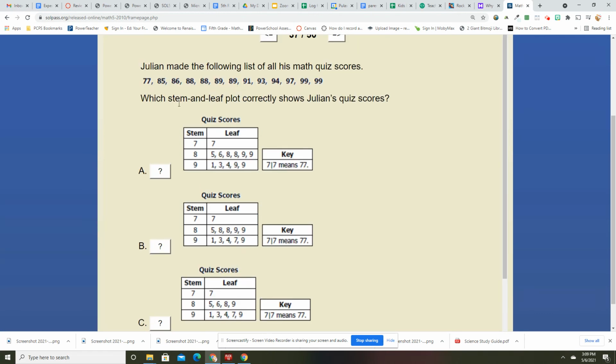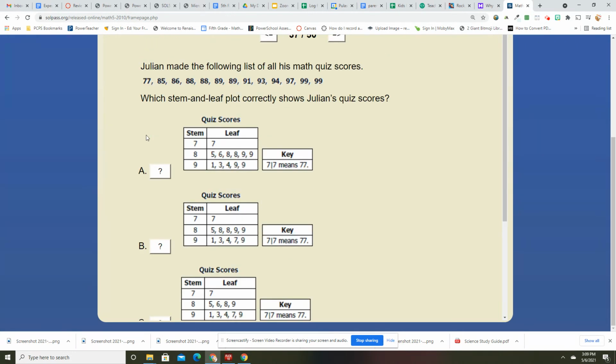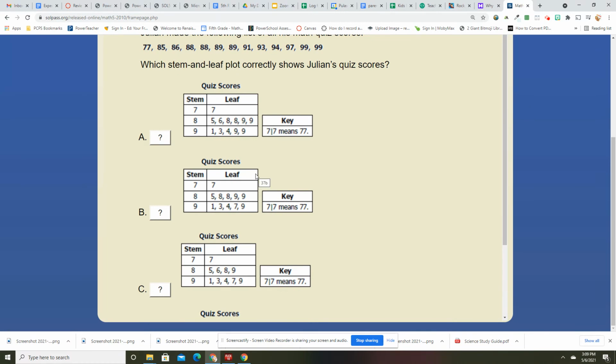The following is stem and leaf. So the best thing to do on these questions is to create a stem and leaf plot yourself, okay? I'm not going to be able to toggle back and forth, but let's just go on and look. If you have one of these questions on the SOL, I would make one. So we've got 7, then 85, 86, 88, 88, 89, 89, 91, 93, 94.